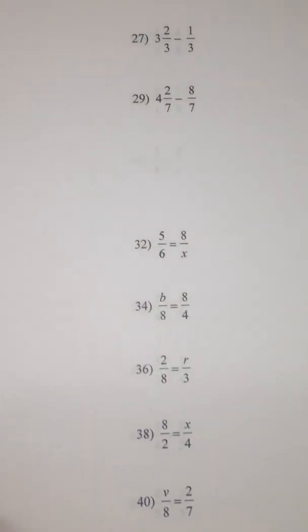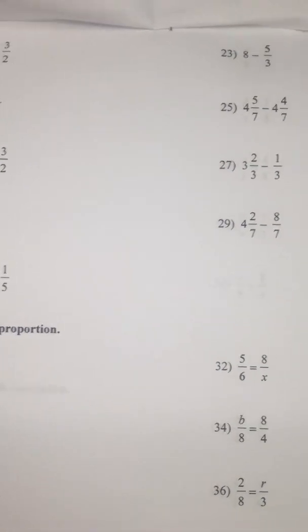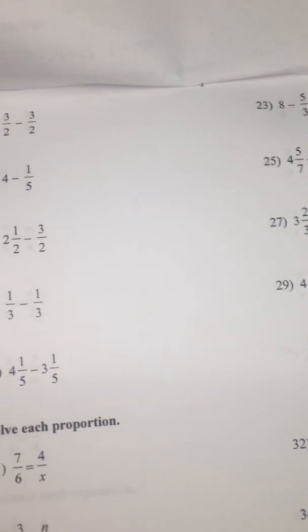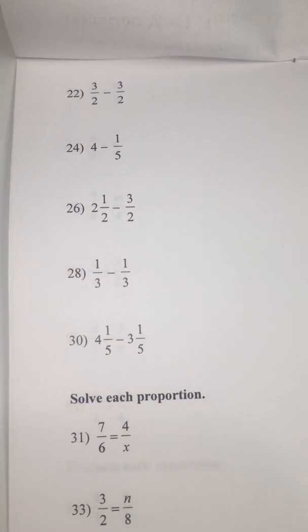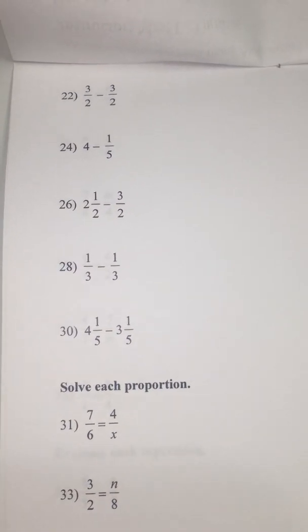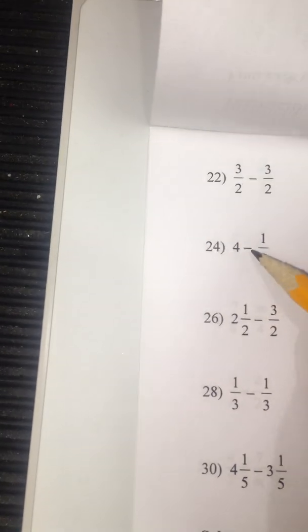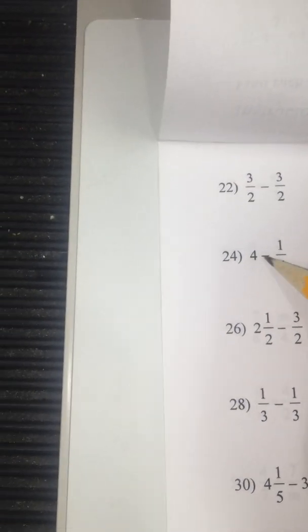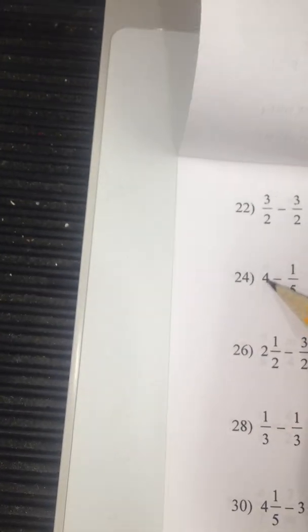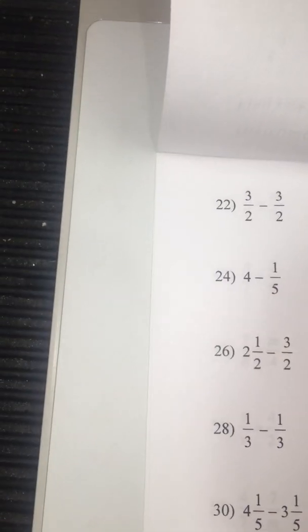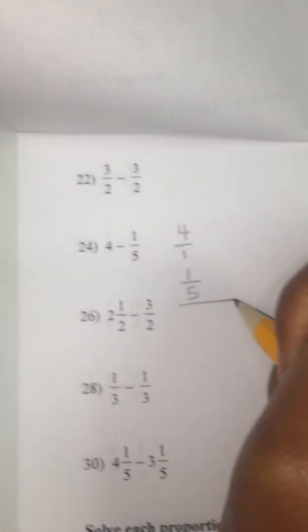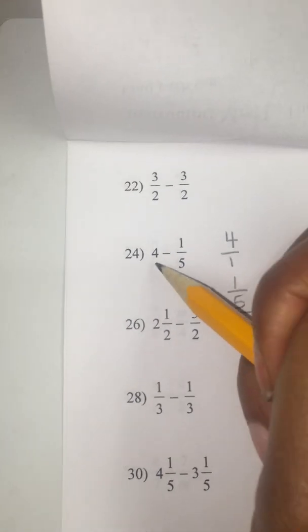Okay, I'm going to give you another example. I don't like to leave you with not enough examples. Let's look at them, just looking around to see. Let's look at 24. All right, just as an example. Okay, I have the whole number 4 minus 1/5. So to make this look like a fraction, let's put it over 1. Okay, and 1 over 5.